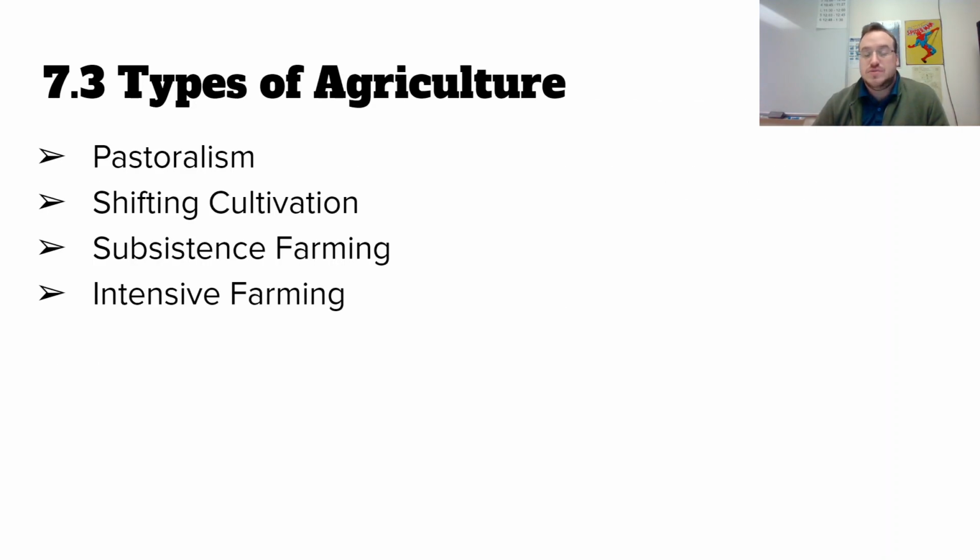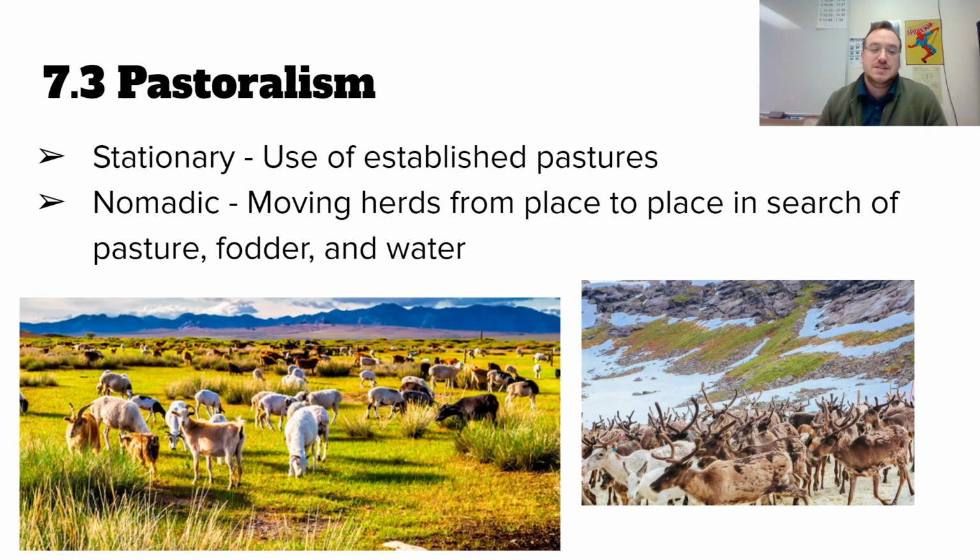So the four types of agriculture that we're going to talk about are pastoralism, shifting cultivation, subsistence farming, and intensive farming. We're also going to mention something called extensive farming, but if you remember that extensive is the opposite of intensive, you're probably okay, for my class at least.